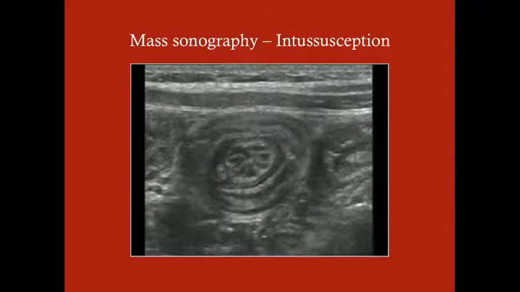So this is a sonography, and you're looking head on to the intussusception. So here's your distal segment of bowel in the middle here, and here's your proximal segment. This is your proximal segment of bowel here, that's telescoping, and this is your distal segment of bowel here. So it's a target sign.